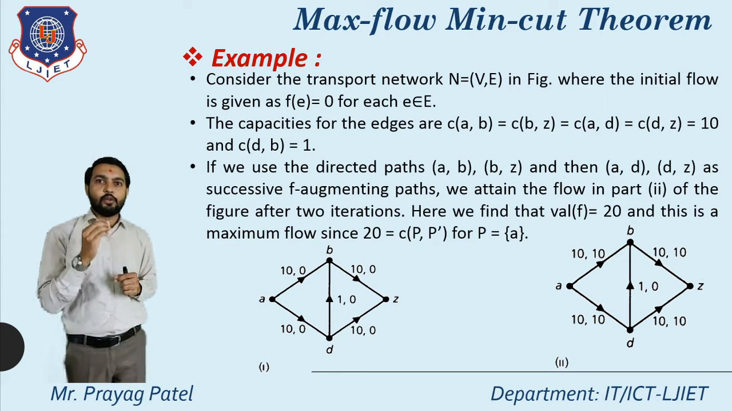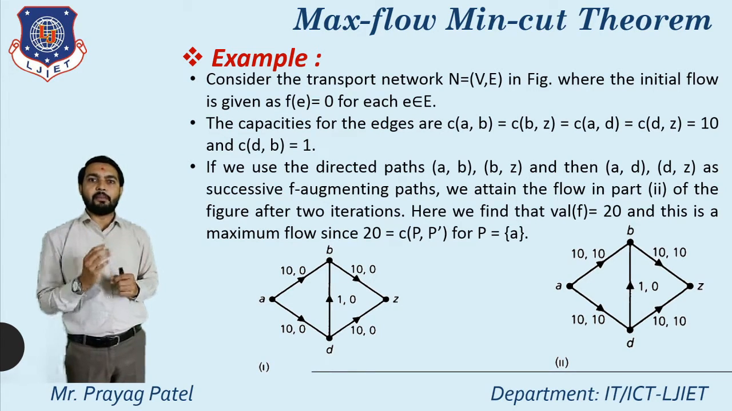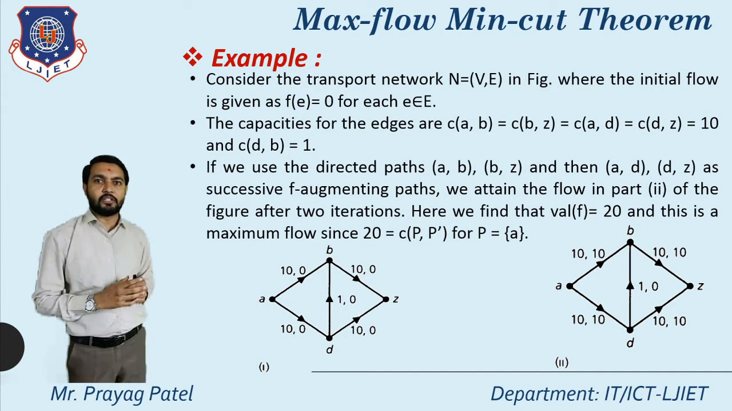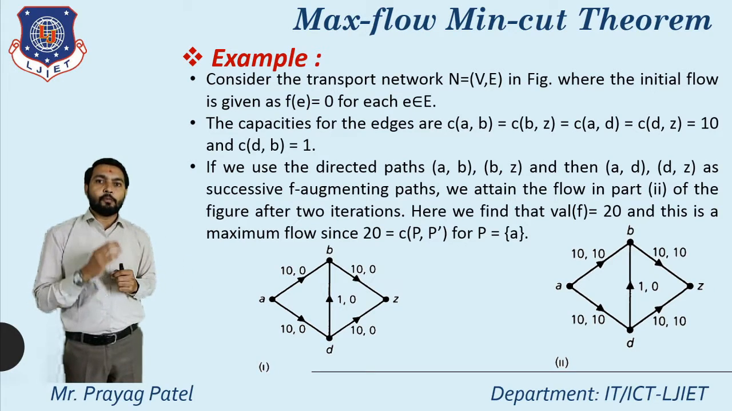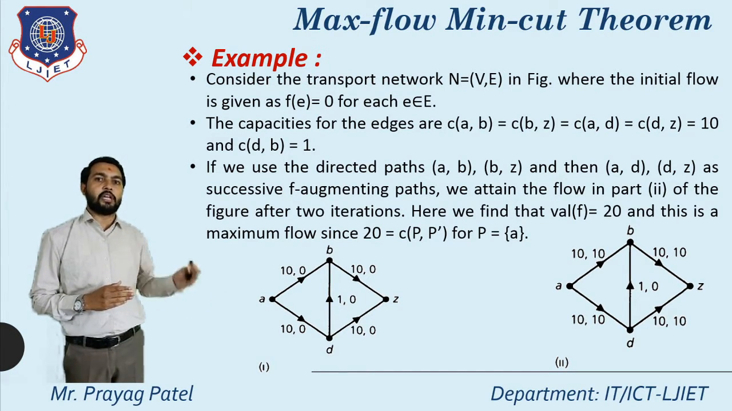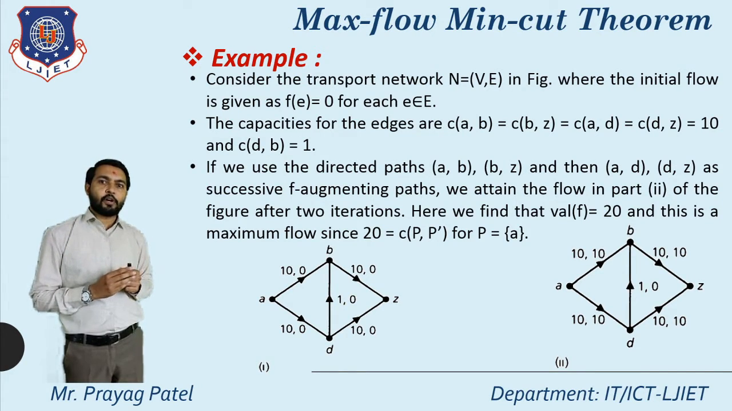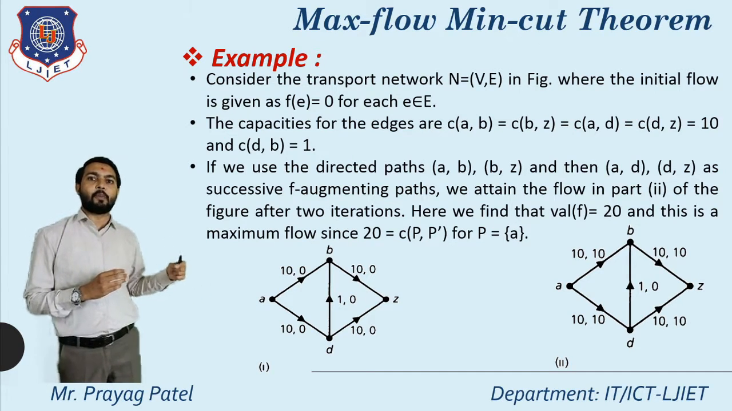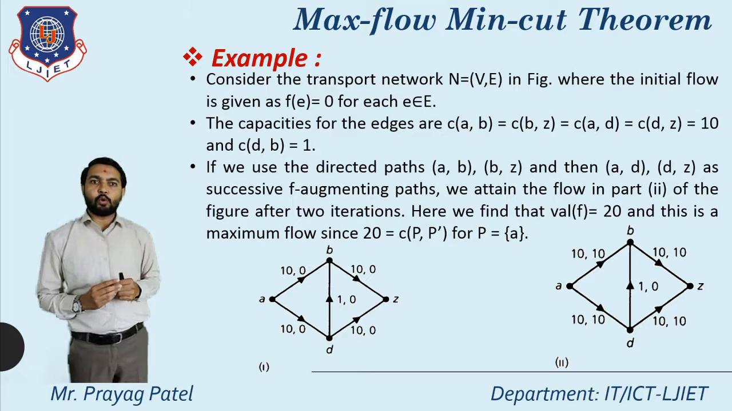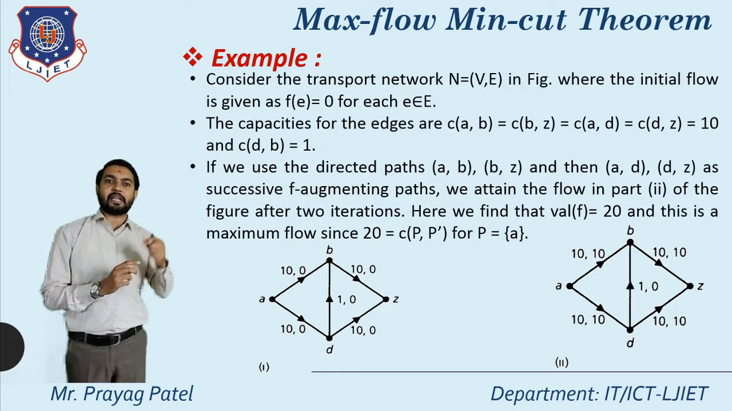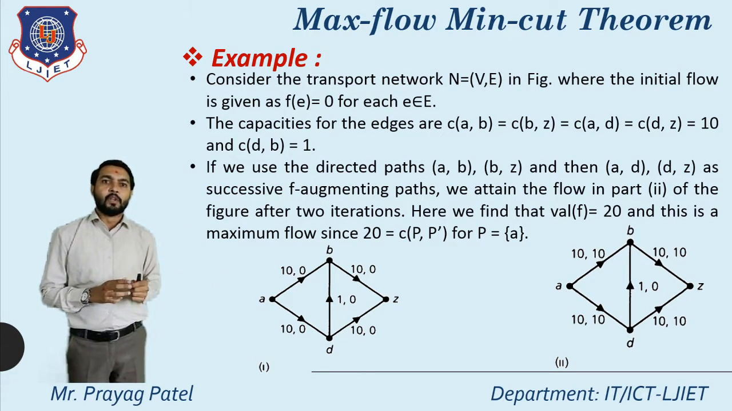Here if we use the directed path from A to B and B to Z, the residual capacity of A to B and B to Z is 10 minus 0 and 10 minus 0, that means 10 and 10. So from A to Z using the path A, B, Z, the total flow is 10. In the same way for another path, A to D and D to Z, the capacity is 10 and the flow is initially 0. That means we increase this flow by 10. So 10, 10 for A to D and 10, 10 for D to Z. The first number represents the capacity, the second represents the flow for the network.